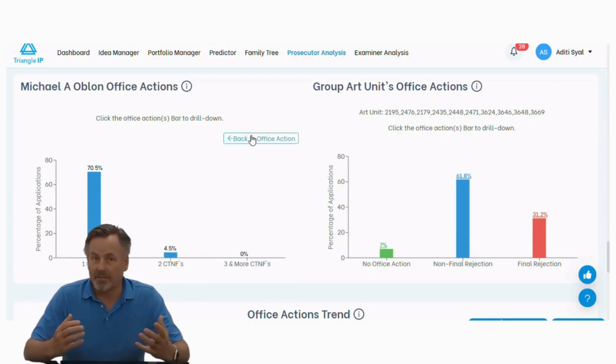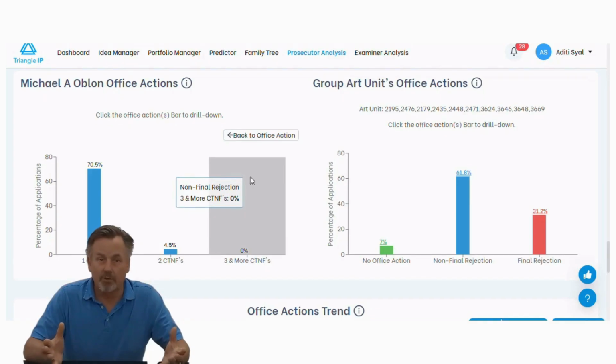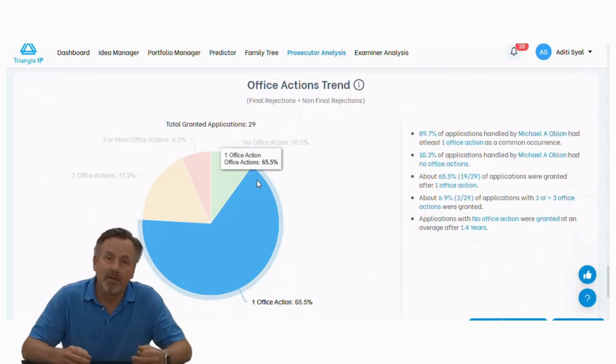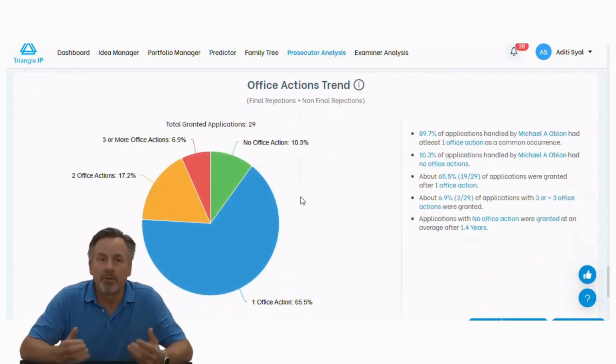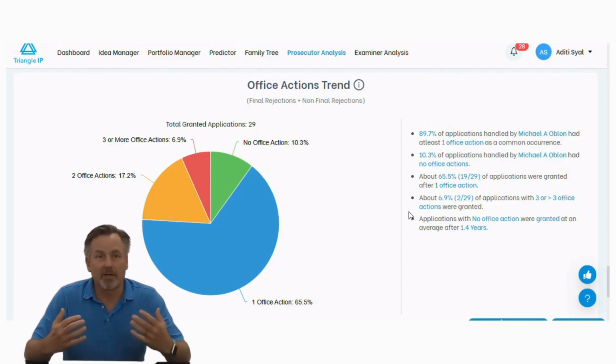Then the office actions trend pie chart. This focuses on granted cases and breaks them down by how many total office actions were involved: none, 1, 2, 3, or more. On the right, you'll see average days to allowance at each stage. The number to pay attention to here is how many cases got granted with 0 office actions. That's a sign of well-drafted applications passing examination cleanly, faster timelines and lower legal costs for you.